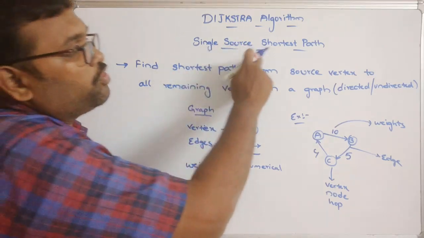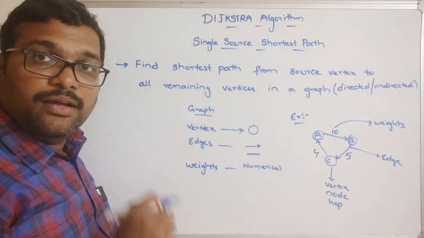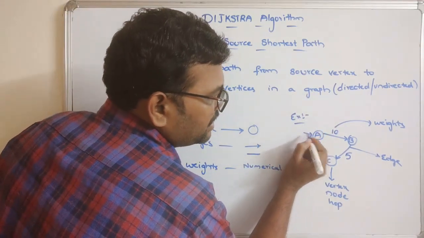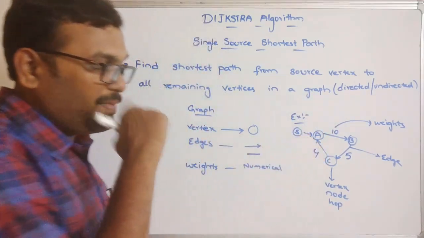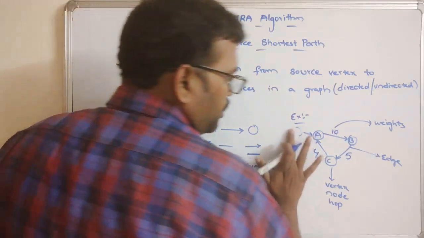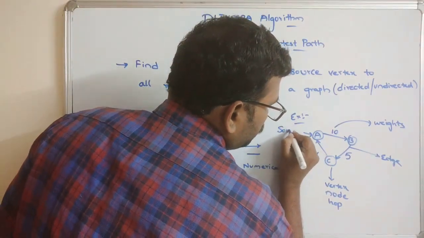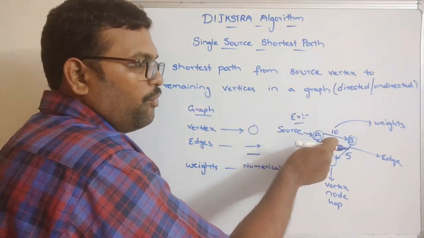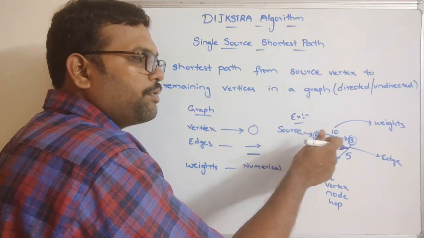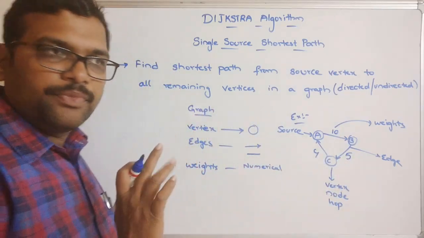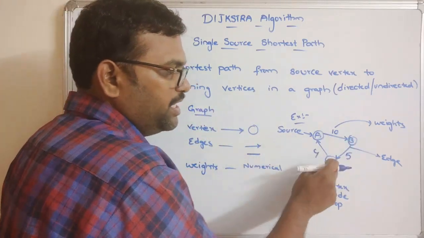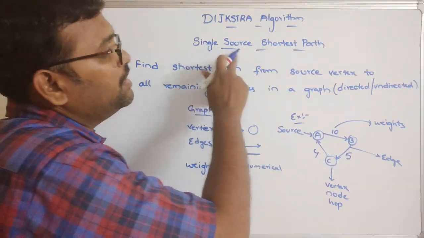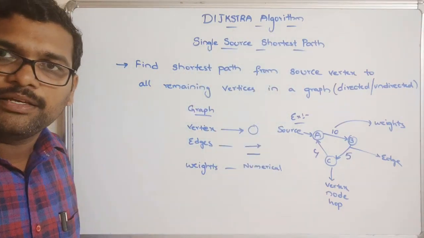Now for the single source shortest path, first we have to find out the source node. For example, let this be the source node. Okay, don't get confused here. I'll write source, right? Source is A. So from A, what is the shortest path to all other vertices? So A to B, A to C. That we have to find using this single source shortest path.